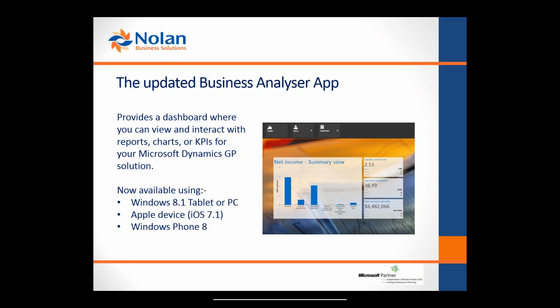So you can go to an app store now, either with an Apple device, as long as it's iOS 7.1 or onwards, and indeed Windows 8.1 tablet, or indeed PC is still available, and indeed Windows Phone version 8 onwards. Using those devices, you can install the Business Analyser app, and then from your app you can access Dynamics GP and the information, so you can create views and reports on information within Dynamics GP without actually logging into GP. That's something that is going to be getting bigger and bigger going forward, and something that Microsoft are very keen to progress.